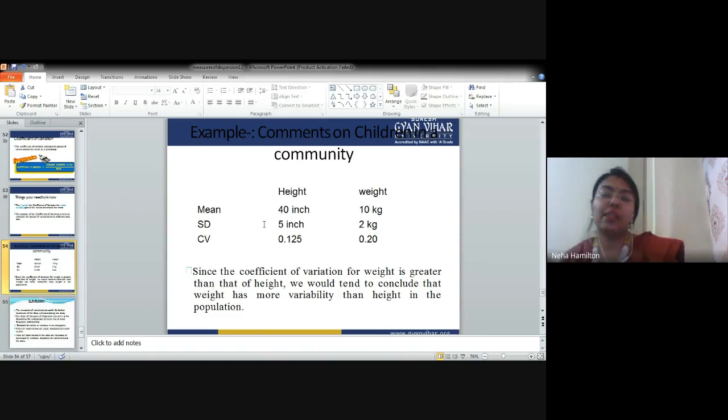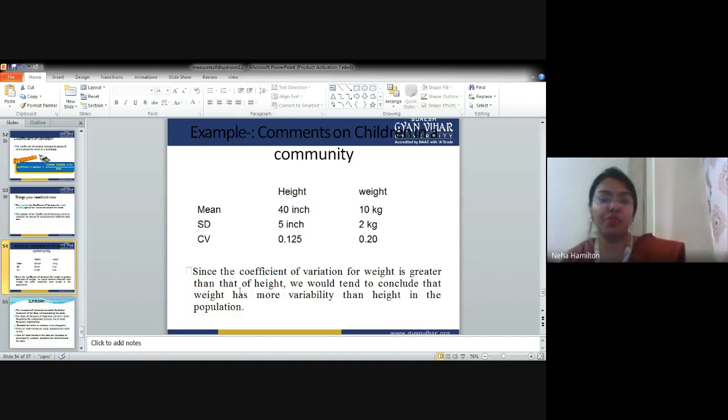So, for example, consider the heights and weights of children in a community. Mean height is given, standard deviation in height is given, right? Here weight is given, standard deviation in weight is given, and the coefficient of variation is also given: 0.125 and 0.20. Since the coefficient of variation of weight is greater than that of height, right? 0.20 is greater than 0.125. So we would tend to conclude that weight has more variability than height in the population, right?